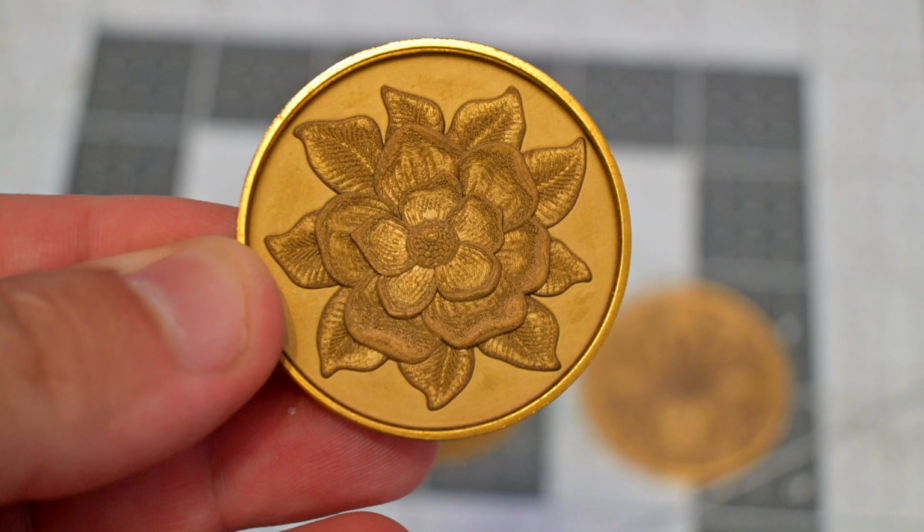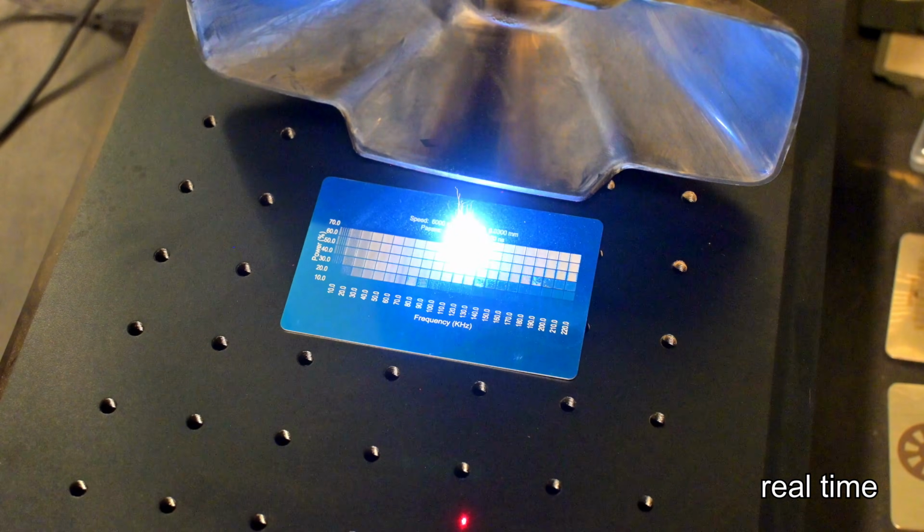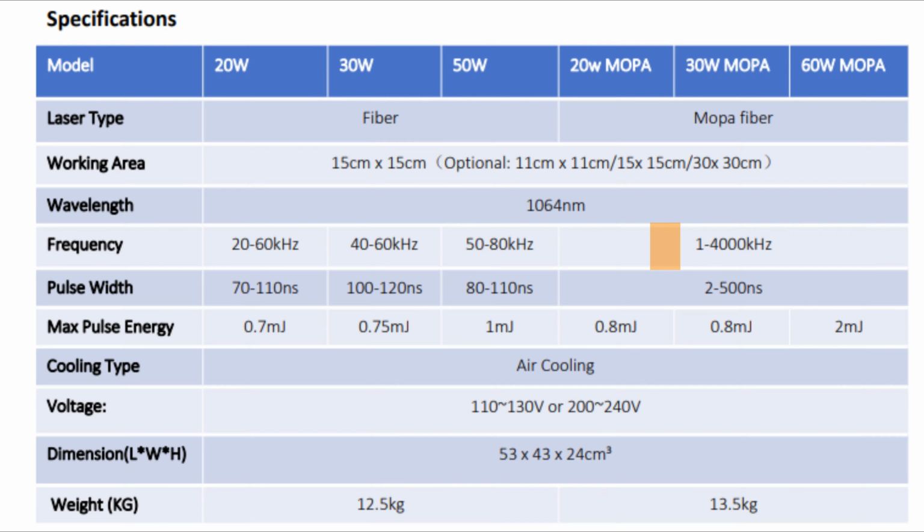All fiber lasers are pulsed lasers, firing the laser thousands or millions of times per second. The ComMarker B6 MOPA fiber laser has a pulse frequency range of 1 to 4,000 kHz. Different materials respond better to different frequencies, and the B6 MOPA has a large range of frequencies to really let you dial in those settings.